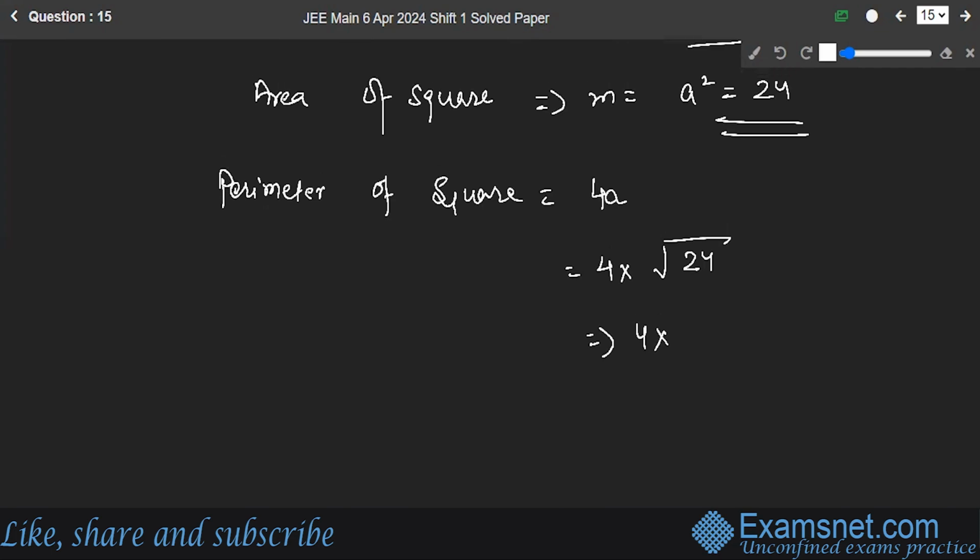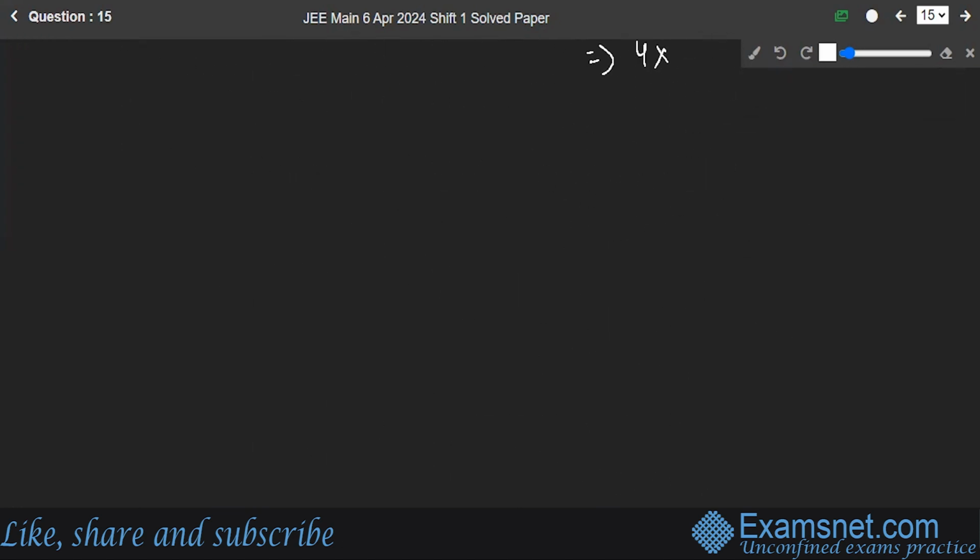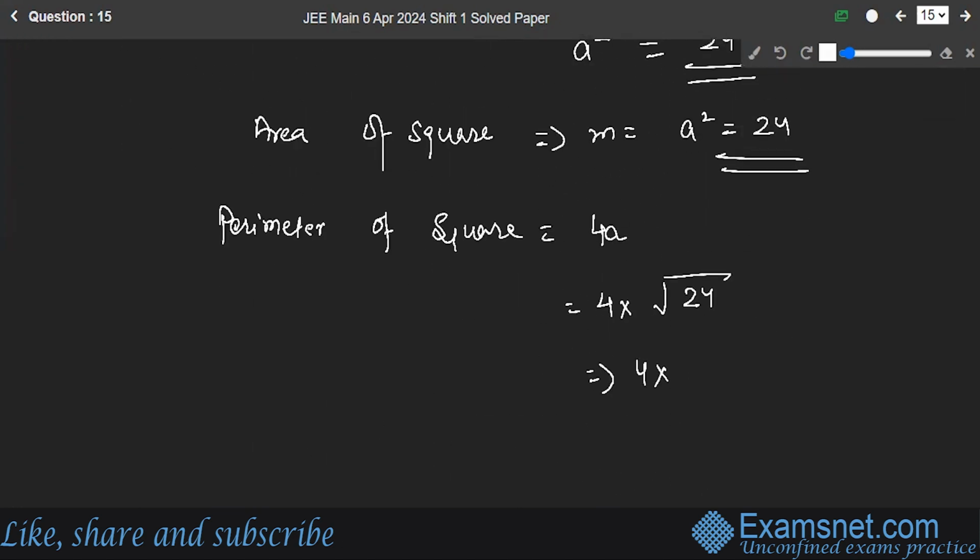Wait, give me a minute. I wanted to find out n, which represents the perimeter, right? I want to find out n square, so no need to find the square root. I will just drop it here. So perimeter, this is perimeter, okay? Perimeter is equal to n, right? And n square will be given by 16 into 24, correct?